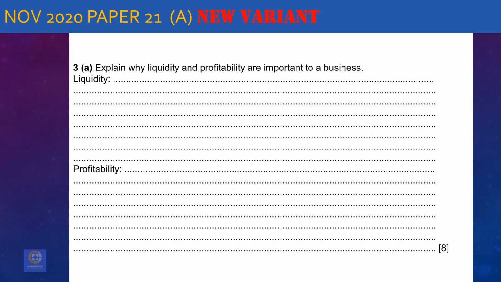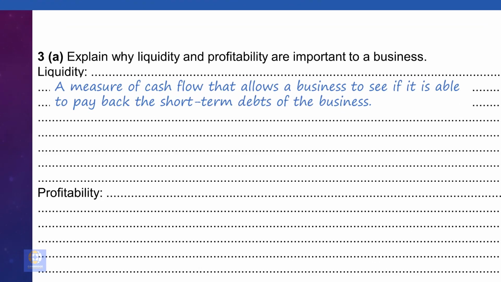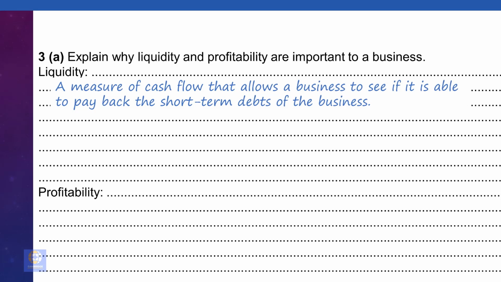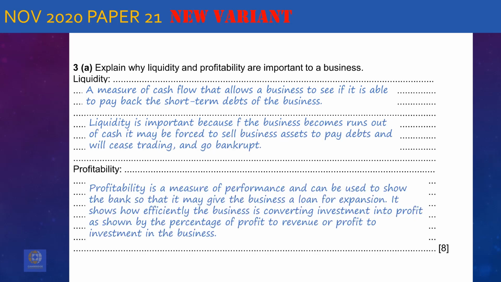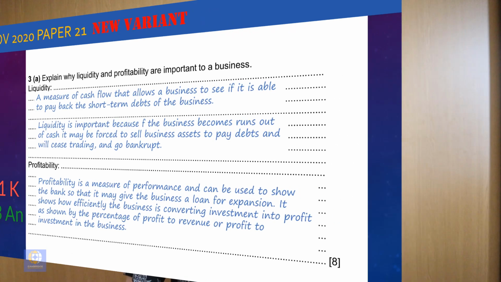So, a knowledge point to start, liquidity is a measure of cash flow, and then explain, to show if the company can pay its short-term debts. Then an explanation of why it is important. If it runs out of cash, a business may be forced to sell its assets. And a further explanation to secure all the marks. This means the business will cease trading and go bankrupt. Follow the same structure in the second section for profitability.